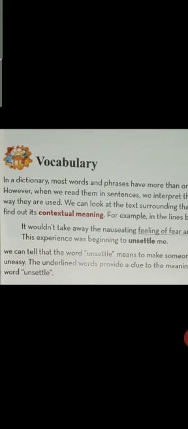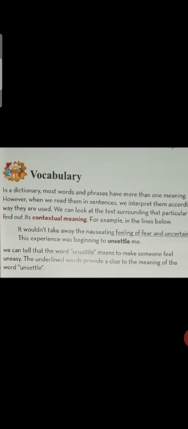In a dictionary, most words and phrases have more than one meaning. However, when we read them in sentences, we interpret them according to the way they are used. We can look at the text surrounding that particular word to find out its contextual meaning.